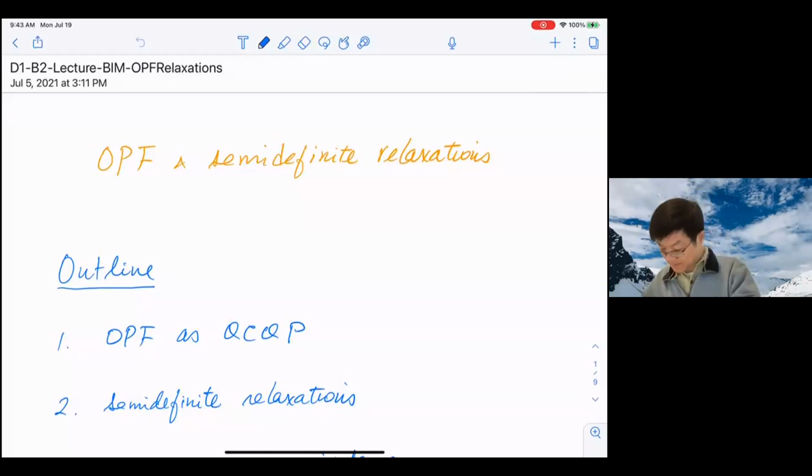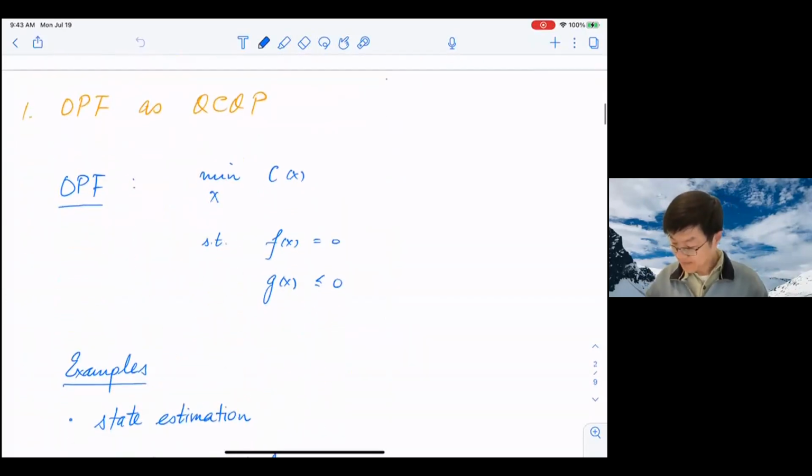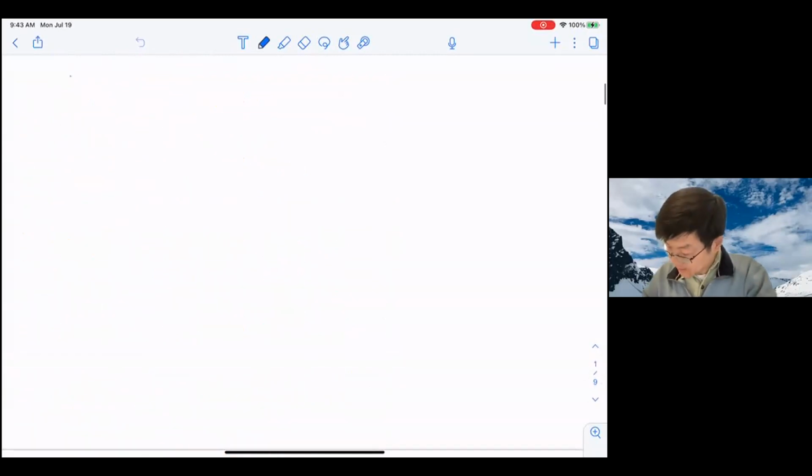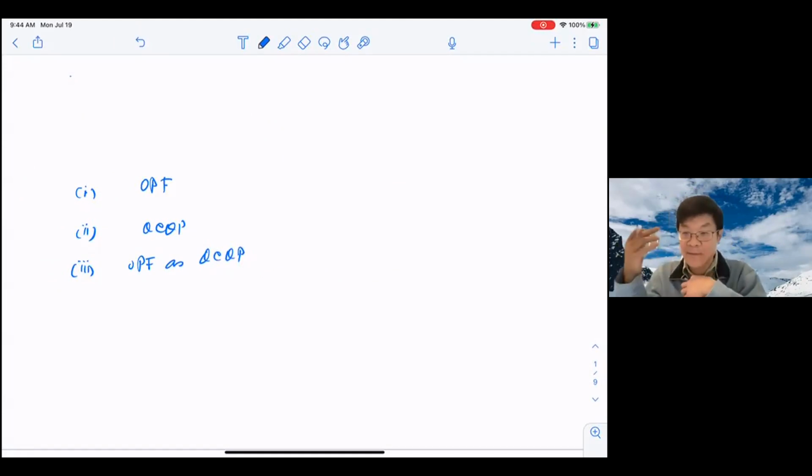OPF as QCQP, and then semi-definite relaxations and some equivalence relationship among those. What we'll do is, for the first part, there are three pieces. One is OPF. So we will formulate OPF. So hopefully this, again, is a review, but we'll quickly go through them so that we're on the same page, at least on the notation. And then what is the QCQP? And then OPF formulated as QCQP. So once we have a QCQP, then there's a very standard semi-definite relaxation of QCQP, which we can exploit to solve OPF.